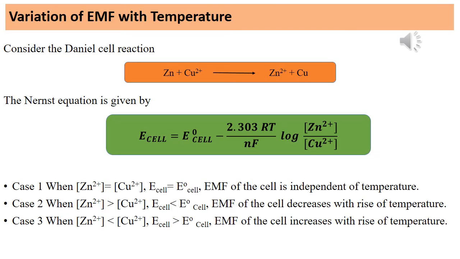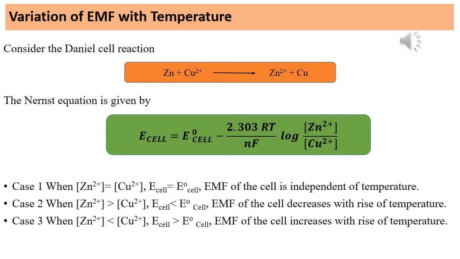Variation of EMF with temperature. We can consider an example, that is the Daniell cell. This Daniell cell reaction is Zn + Cu2+ gives Zn2+ + Cu. And we can write the Nernst equation for the cell as E cell equal to E0 cell minus 2.303 RT by nF log [Zn2+]/[Cu2+]. We can see three cases in it.